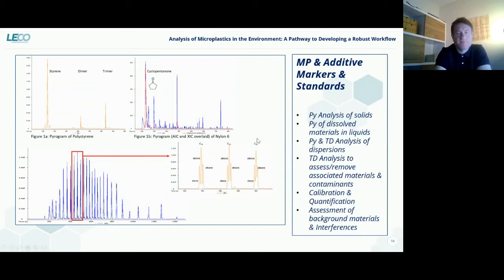So some of these things I think you've seen already. Pyrolysis analysis of solids and of dissolved materials and liquids, both pyrolysis and thermal desorption analysis of dispersions as well. We do thermal desorption analysis to access and remove associated materials and contaminants. And we're looking at standards, of course, to make sure our markers are correct, and we need the standards to establish calibration and quantification. And we need to assess any background materials and interferences from the different grades of standards that we have as well.